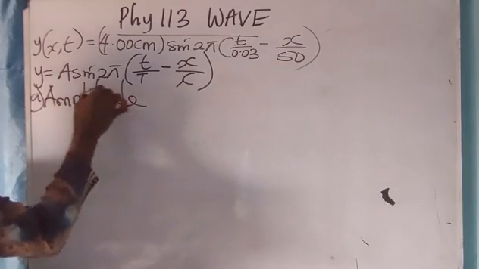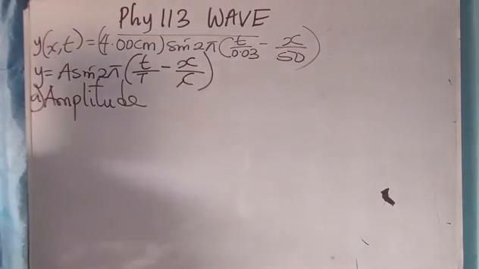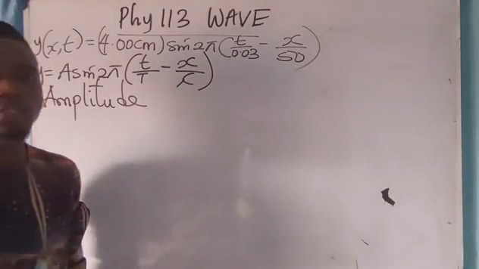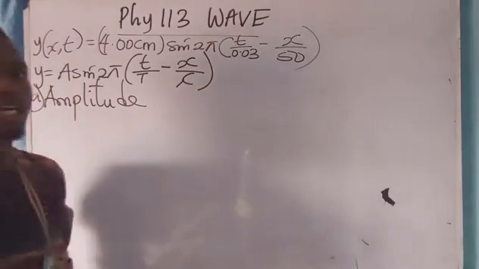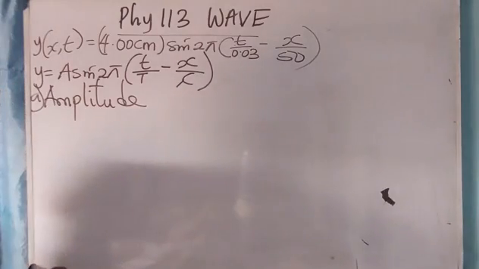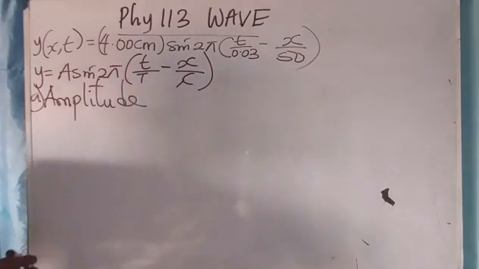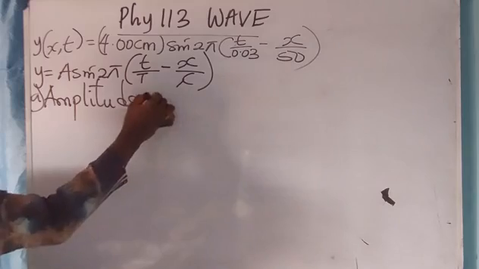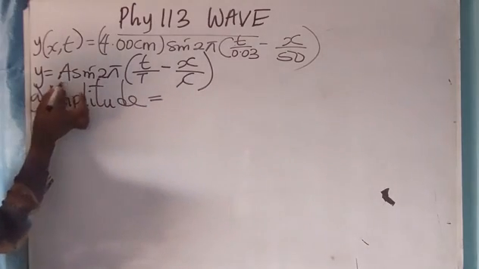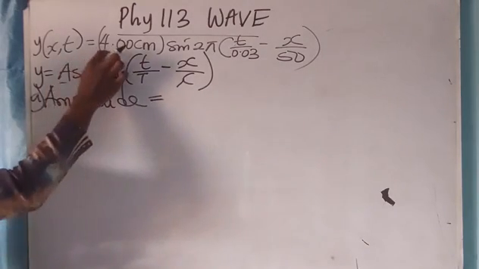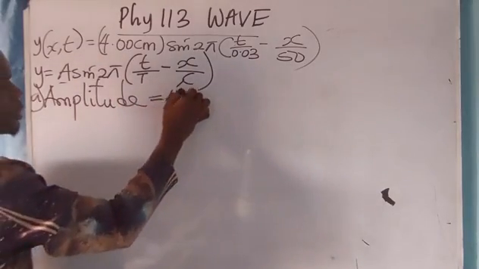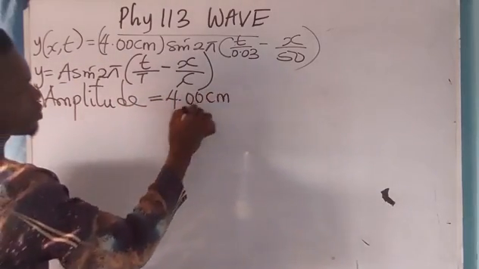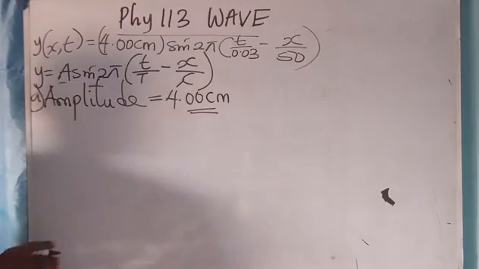I told us that the amplitude of a wave means the maximum displacement of a wave particle from its equilibrium position. Now from the equation we can compare. A here means amplitude, and here we are given 4. So 4.00 centimeter is the amplitude. That is just the answer.